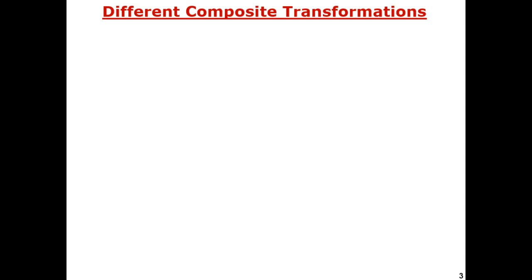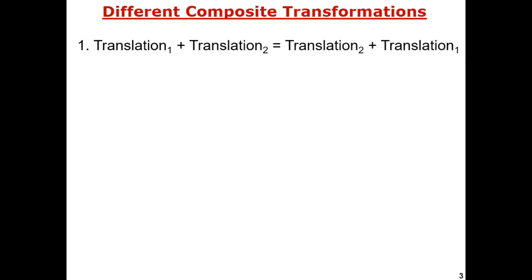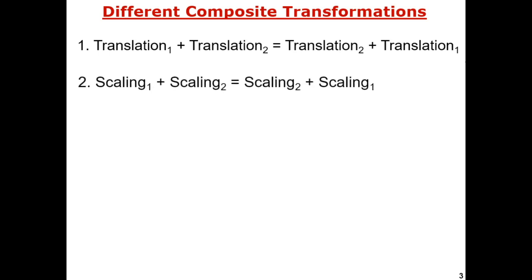One by one you can see the first combination: translation 1 and translation 2 happening sequentially, translation 1 and then translation 2, and whether that is equal to translation 2 and translation 1. We are going to see whether it is feasible or not. The second combination is scaling 1 and then scaling 2, and the same with scaling 2 and then scaling 1, to see whether the results are the same or not.